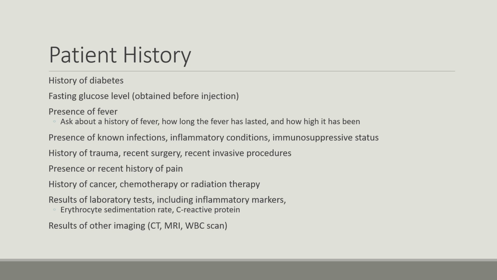results of laboratory tests, including inflammatory markers, erythrocyte sedimentation rate, and C-reactive protein are good examples of laboratory tests that need to be recorded. And then results of any other imaging. This could be CT, MRI, perhaps they've had a tagged leukocyte scan with either Tc-99m or indium. That would be something to add to the patient history and include those results as well.